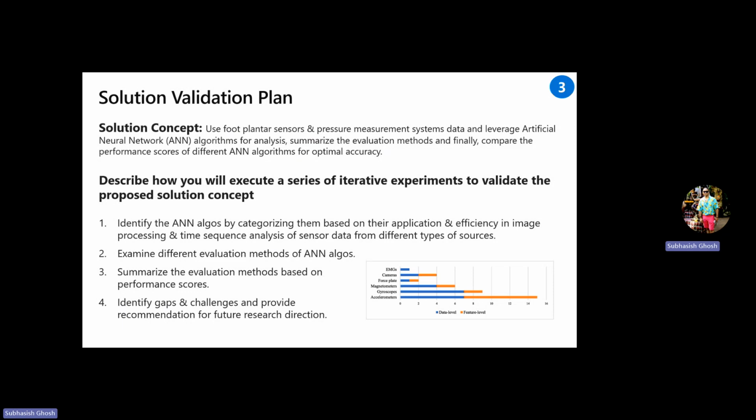And then we will have a data level and a feature level comparison across different ANN algorithms. And which algorithms are we using? The three spoken of earlier. We will examine the different evaluation methods of these ANN algorithms, and then summarize the different evaluation methods based on performance scores. That's the objective. And then we will identify gaps and challenges and provide recommendations for future analysis.